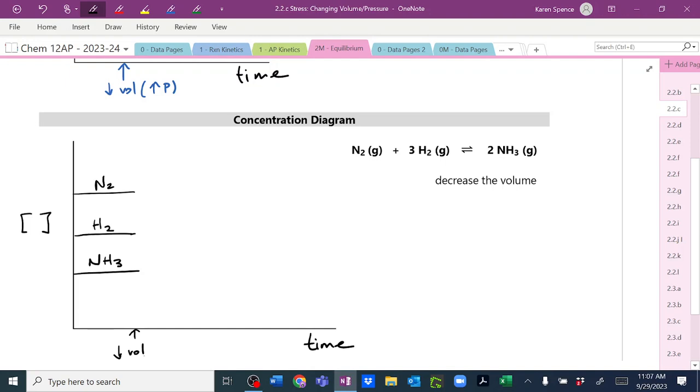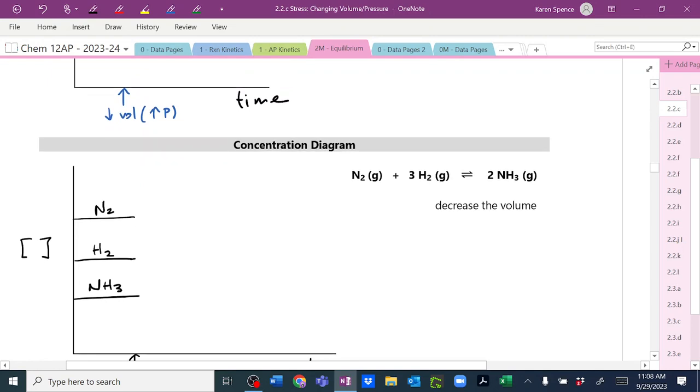Okay, now you're kind of on the right track, but not exactly. So when I squish it, let's just assume that I cut the volume in half. What happens to all the concentrations? They double. Now let's imagine that we had to draw doubling on this graph. What happens if I try to double N2? Like I've run out of room, yes?